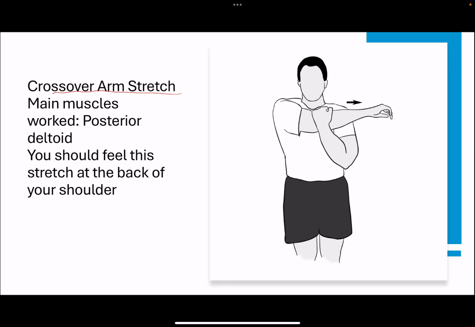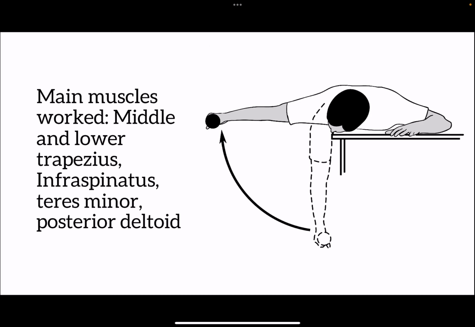Cross arm stretch for posterior capsule and also posterior deltoid. You should feel this stretch at the back of your shoulder. Main muscles worked here in this abduction with dumbbells: middle and lower trapezius, infraspinatus and teres minor, and posterior deltoid.